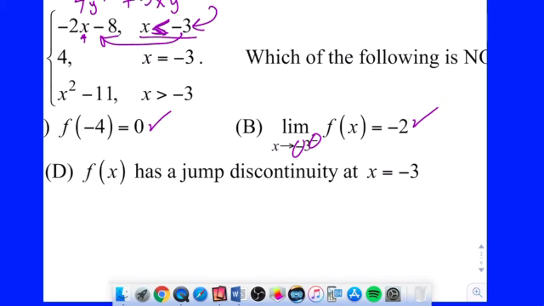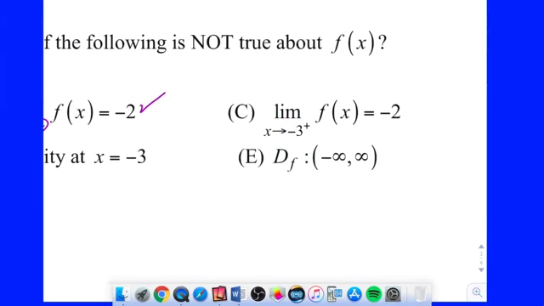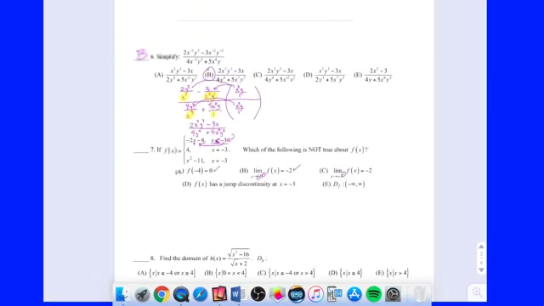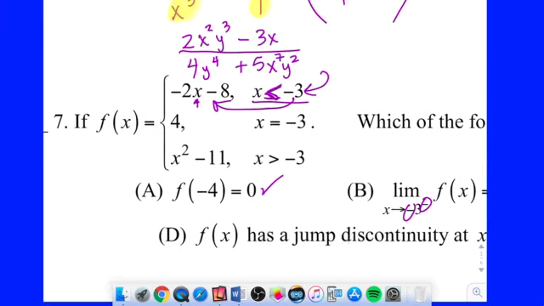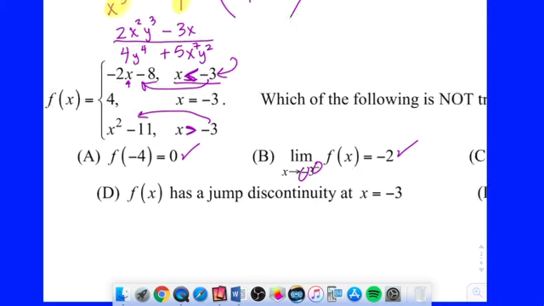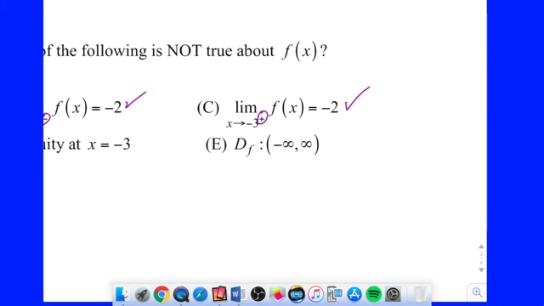That's also correct. What would be the limit from the right of negative 3? Well, that would be the bottom piece. Remember, right of is greater than. So right of negative 3, by direct substitution, you get 9 minus 11, which is negative 2.